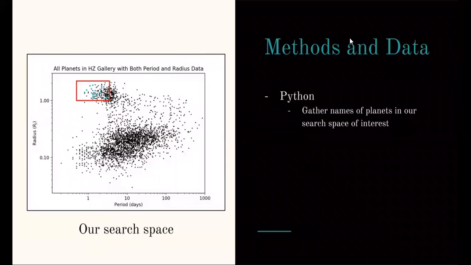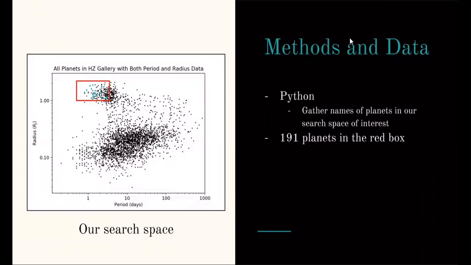To accomplish this, we utilize a Python script, which takes data from the Habitable Zone Gallery and returns the names and physical information of the planets within a desired parameter space. The result of running this code is the plot you see here, which contains a point for every planet in the Habitable Zone Gallery with both period and radius data. As previously stated, the planets within the red box are the ones we are interested in. Planets with periods of up to 3.5 Earth days and with radii between 1 and 2 times the radius of Jupiter.